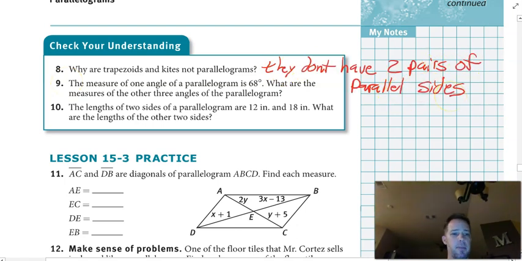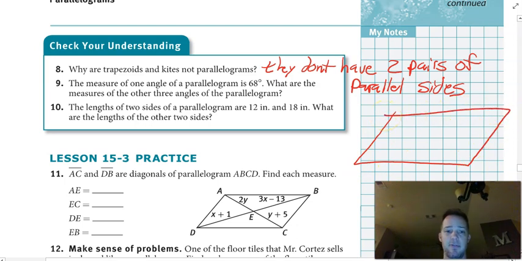Okay. For number 9, it says the measure of one angle of a parallelogram is 68. What are the measures of the other three angles? Well, this one sounds like it might be impossible, but in reality, it's really easy. If you have a 68-degree angle, and we know it's a parallelogram, the opposite angles are congruent, so the other one is 68 here. Consecutive angles are supplementary, so 112 has to add up to 180. So these opposite angles are congruent. So 68, 112, 68, 112 would be all of them.